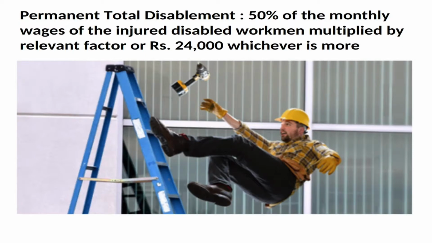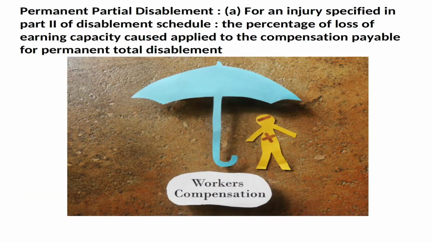Permanent total disablement: 50% of the monthly wages of the injured disabled workman multiplied by the relevant factor or rupees 24,000, whichever is more. Permanent partial disablement, for an injury specified in part 1 of the disablement schedule: the percentage of loss of earning capacity is applied to the compensation payable for permanent total disablement.